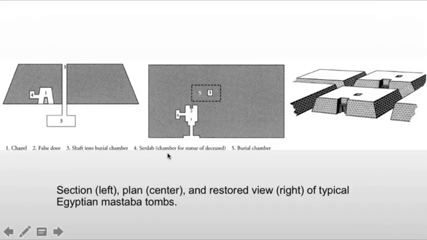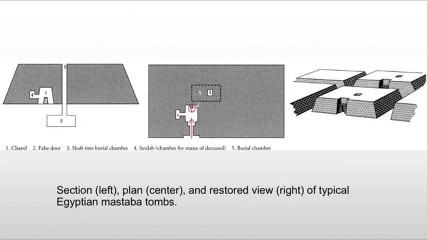I've got a couple of different images, so hopefully this will be clear. First of all, when you enter into a mastaba, you notice the chamber inside of it is much smaller than the mastaba in general. And that is a chapel. The Egyptians were famous for ancestor worship. So you would come in here. There would be a doorway here.